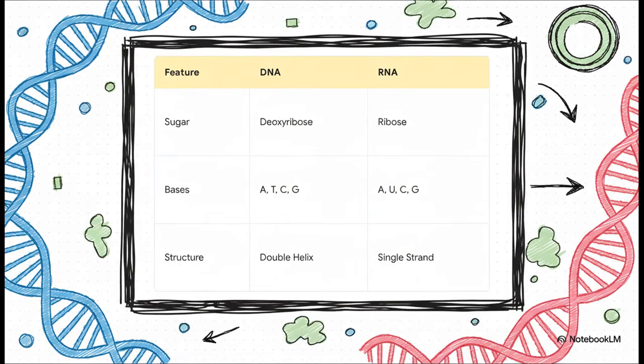Now, DNA might be the master blueprint, but it needs a helper to actually get the work done. And that's where RNA comes in. As you can see, they're really similar, but there are a few key differences. RNA uses a slightly different sugar. It swaps out thymine for that base we just mentioned, uracil, and it's usually just a single strand, which makes it a much more flexible messenger.